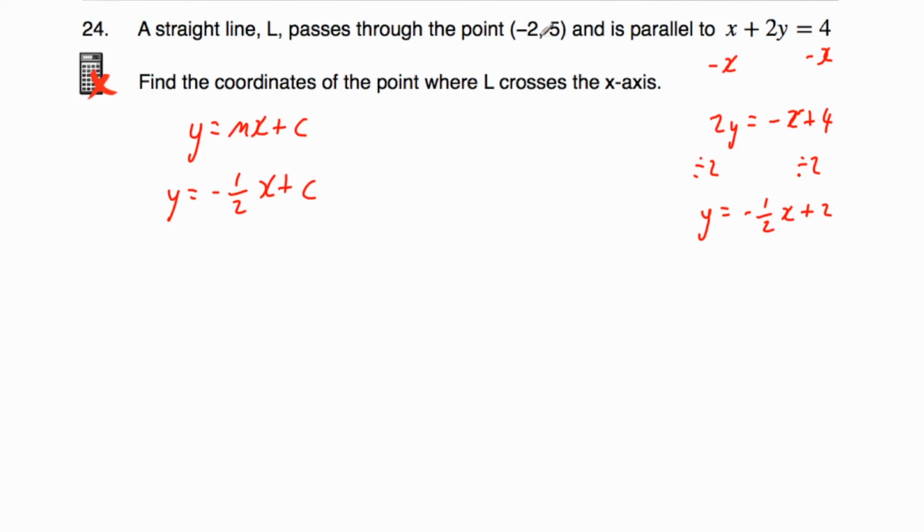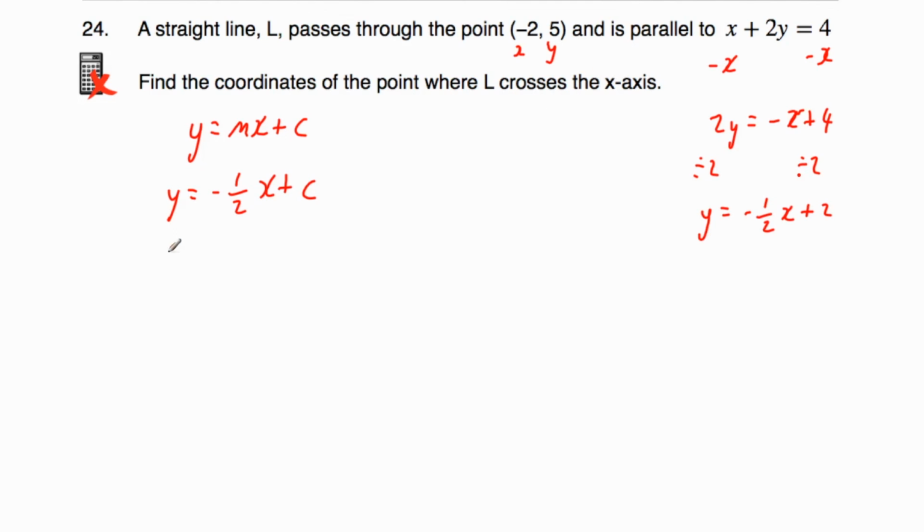Now we know a point it passes through, that means then we can find our plus c. We know that our x would be equal to minus 2 and our y would be equal to 5. So let's substitute those in and find our plus c. And that means then we can find the equation of the line L. Once we find this equation, we can then find out where it crosses the x-axis.